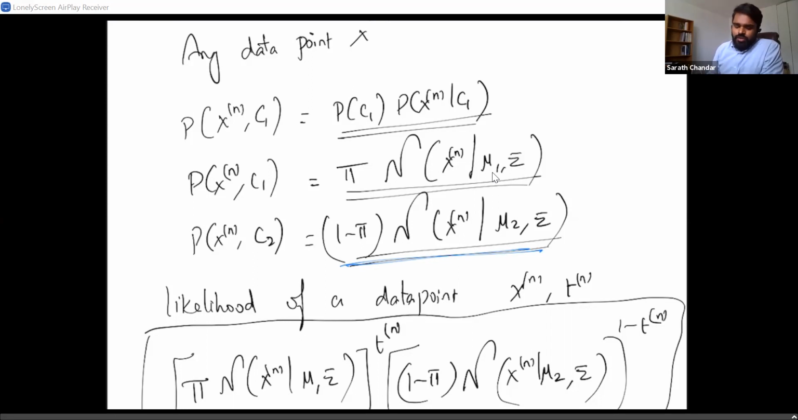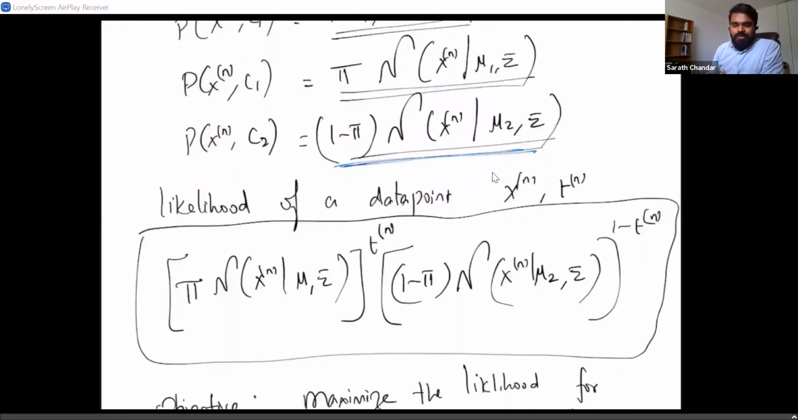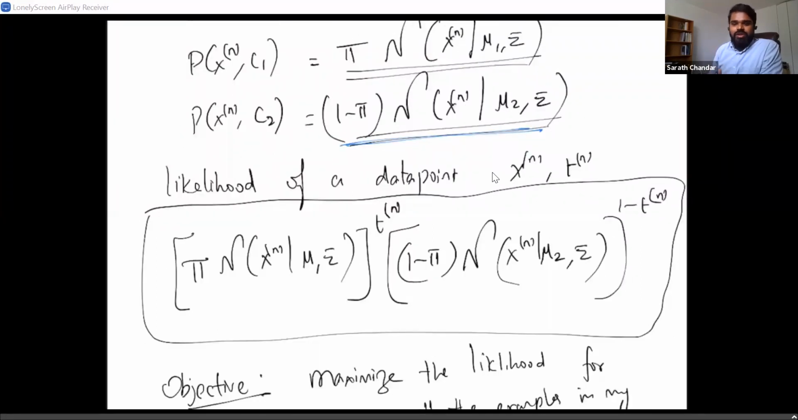Using these two terms, we came up with a new term called the likelihood of the data point. The likelihood of the data point tells me how likely it is that this particular data point comes from the distribution. That is simply the first probability if Tn is equal to 1, or the second probability if Tn is equal to 0.